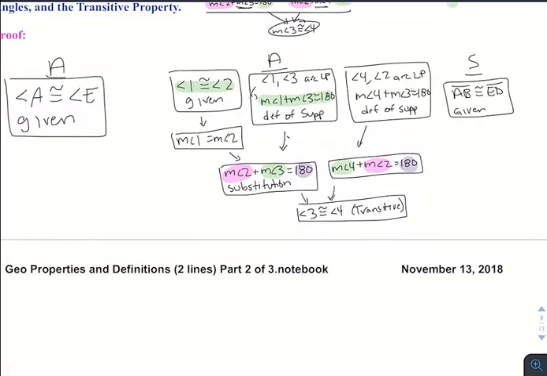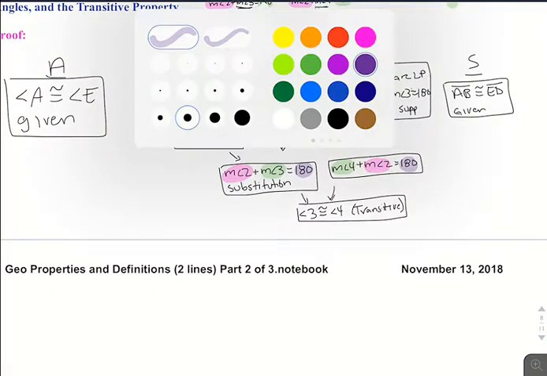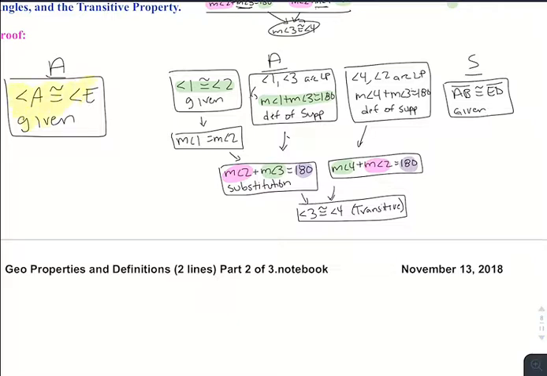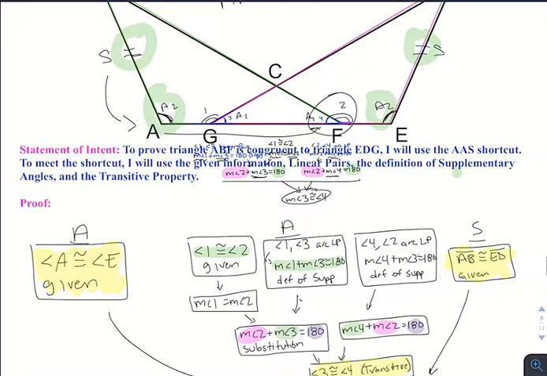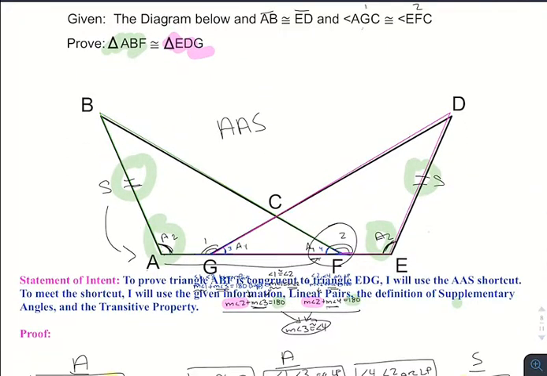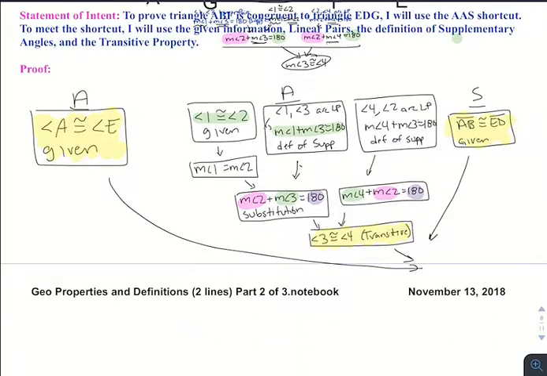But in the end, we do have one angle here, one angle here, and then one angle here. And we can now combine these. And so if I bring these all together, and I'll kind of bring over to the side here, I have angle, angle, side. And so I'm now prepared to make a statement about ABF and EDG. So triangle ABF is congruent to triangle EDG by the angle, angle, side triangle congruency theorem. Okay. And that's going to be our final statement.